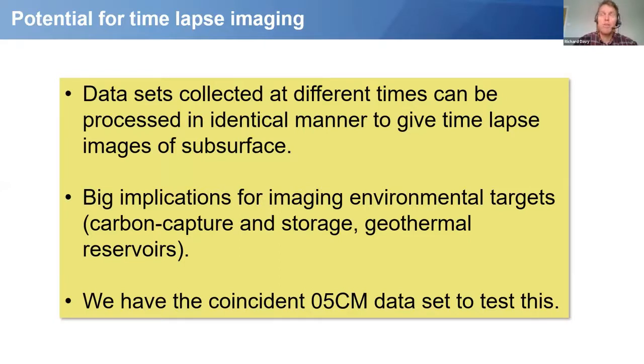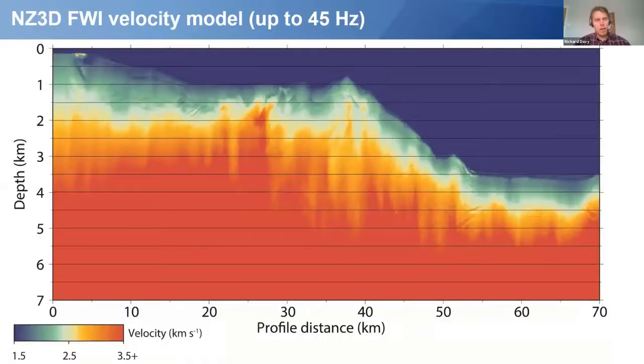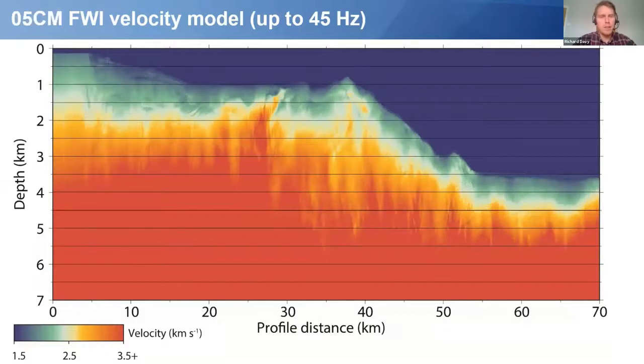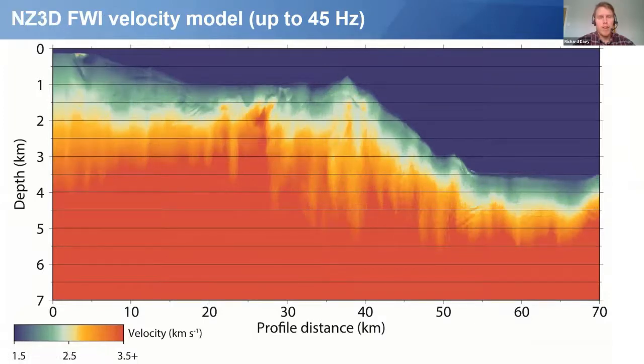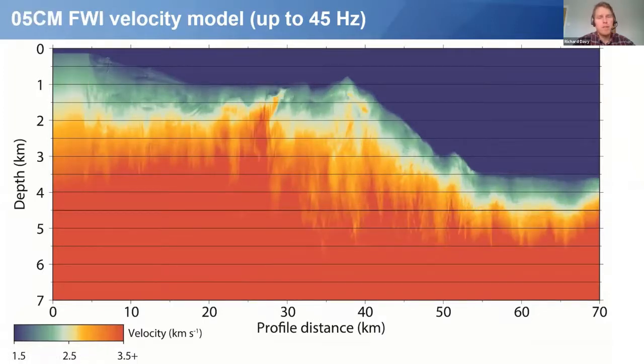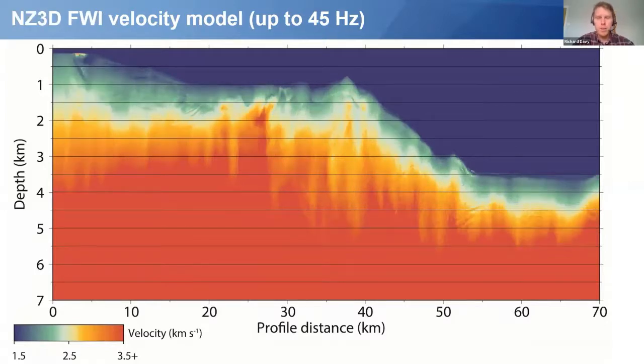However, I'll note that the 05CM data is very noisy, so there are slight differences between the models. So this is our New Zealand 3D result, and then this is the 05CM result. Obviously we can see there's maybe a bit of artifacting through the 05CM result. This is because I ended up applying an FK filter, and that's the only difference between these two models. So I think I need to remove that and see if that affects the artifacting. But in the broad sense, it matches really quite well.